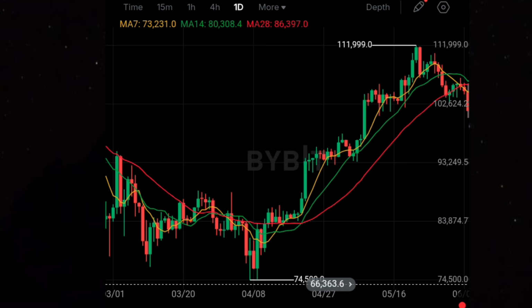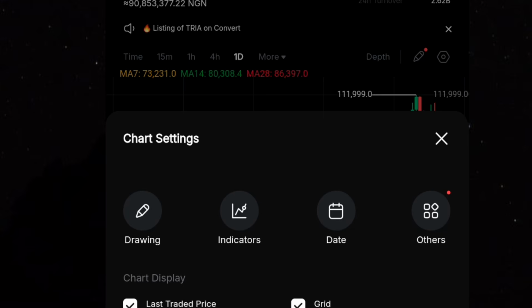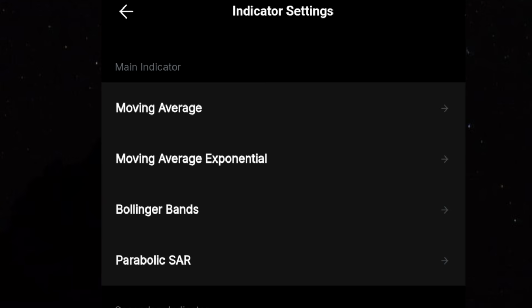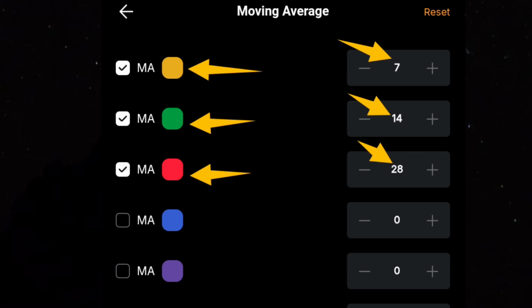All right, so how do you set these three lines up? I've taught this before, but the first way to set it up is to click on this settings icon you can find here. When you click on the settings icon, you click on where you find the indicators, and you click on the moving average, and this is where you find the lines. Set this one as 7, set this one as 14, set this one as 28. Make sure the colors are yellow, green, and red. That is just how to set up this whole simple thing.